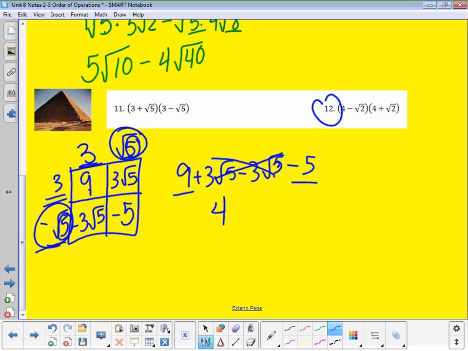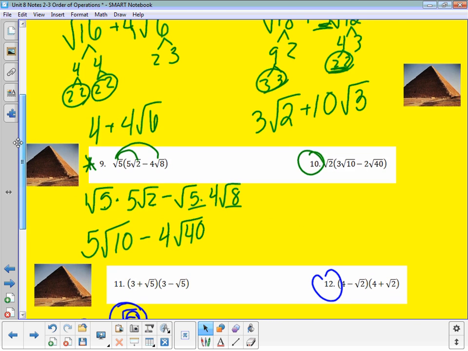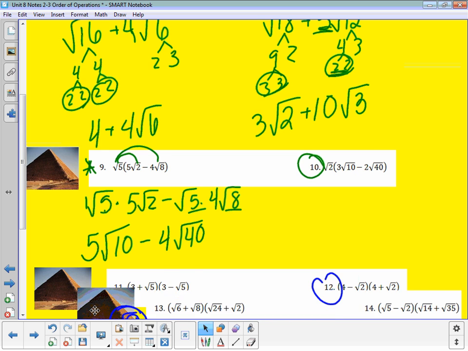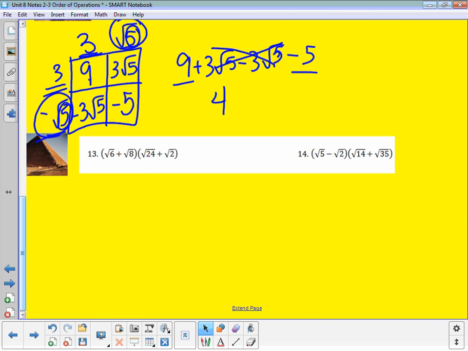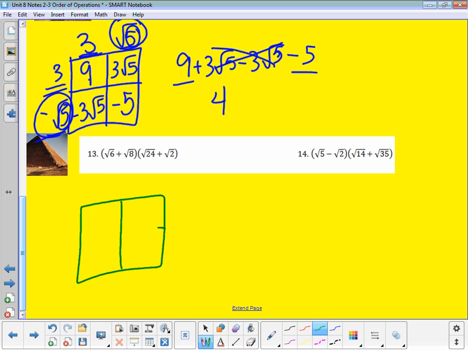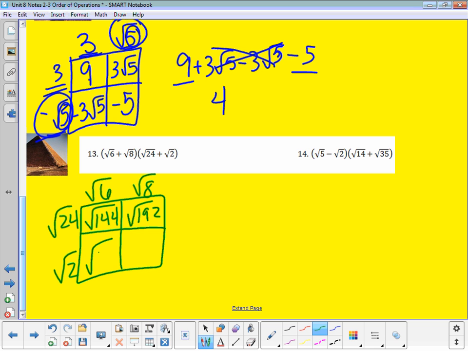Okay, let's take a look, last but not least, at number 13, and then I'm going to at least get that set up, and then you guys are going to try number 14 on your own. So again, setting up that box, we have square root of 6, square root of 8, square root of 24, square root of 2. So now I'm multiplying all numbers underneath the radical. Here, square root of 144. Here, square root of 192. Here, square root of 12. Here, square root of 16.